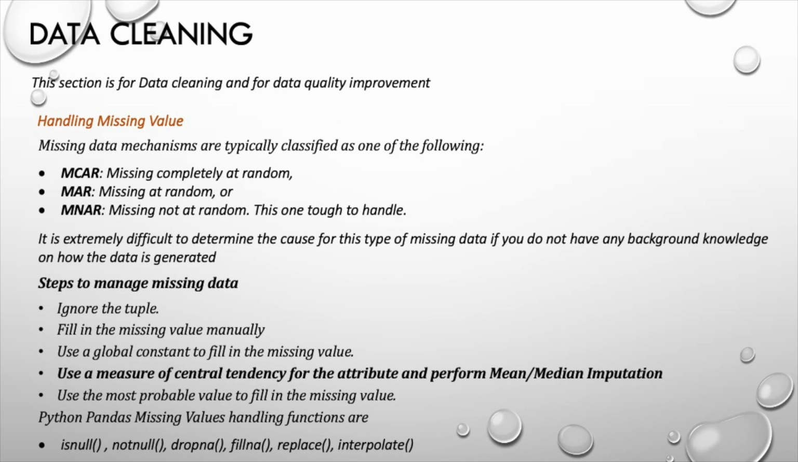Use the most probable value to fill in the missing value. This may be determined with regression, inference-based tools using a Bayesian formalism, or decision tree induction. For example, using the other customer attributes in the dataset, we may construct a decision tree to predict the missing values for income. Most popular strategy. Important Python pandas missing values handling functions are isnull, notnull, dropna, fillna, replace, interpolate.